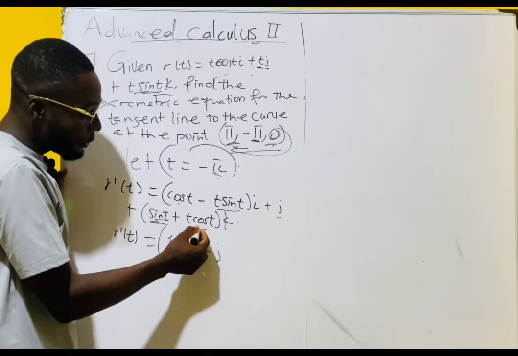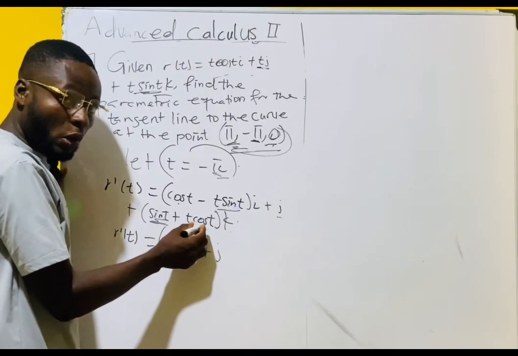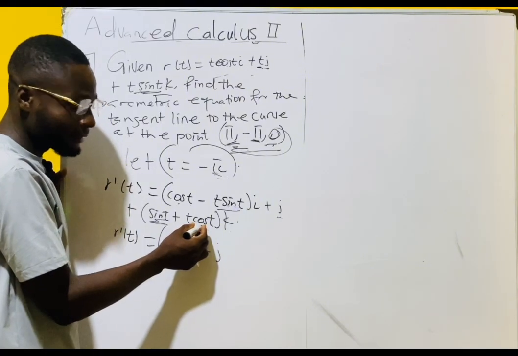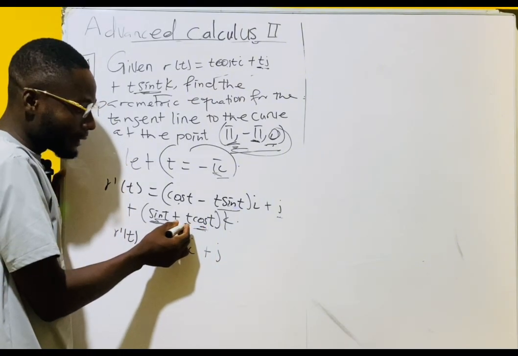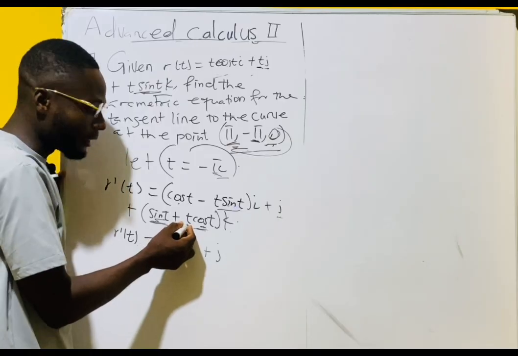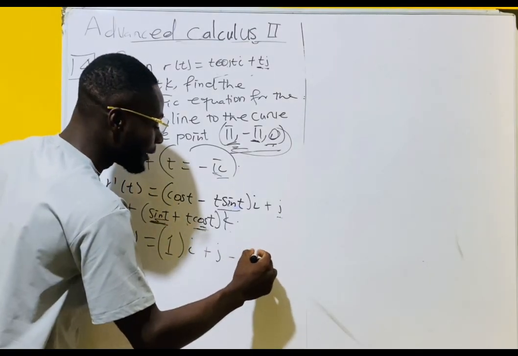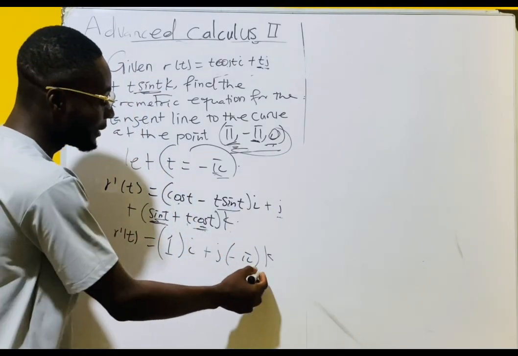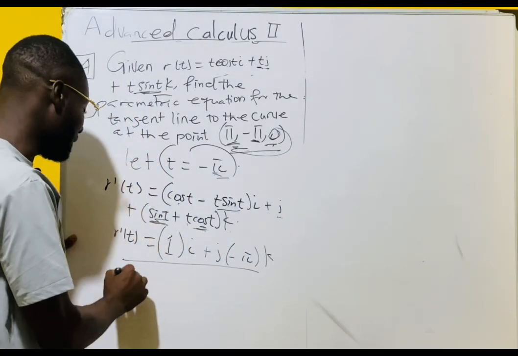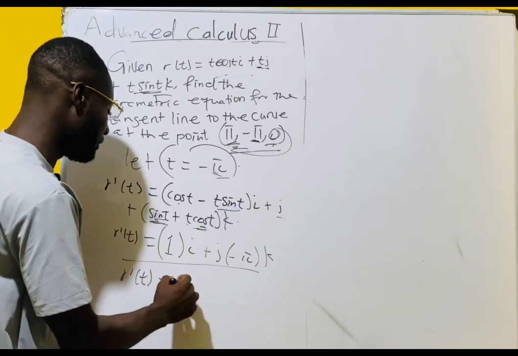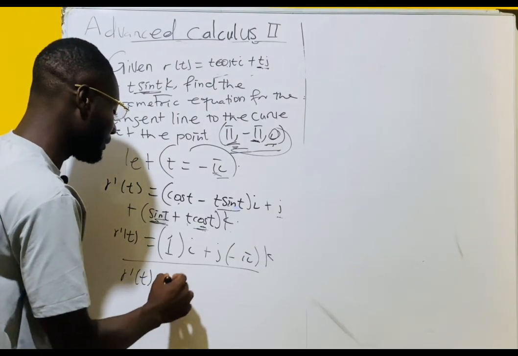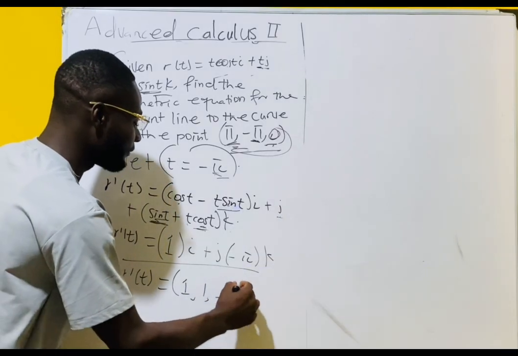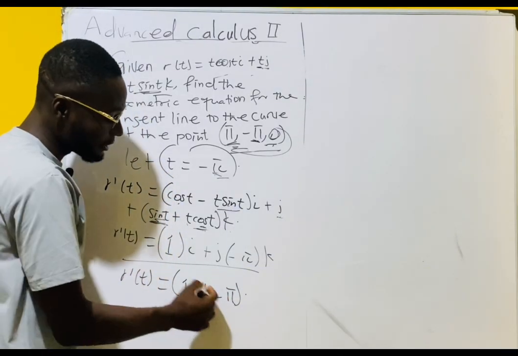So we come here. We substitute negative pi into cos. We will have positive 1. Positive 1 times negative pi becomes negative pi, for k. So this is what we have for the direction vector. Let me write it: 1, 1, and negative pi. So we have this, okay?